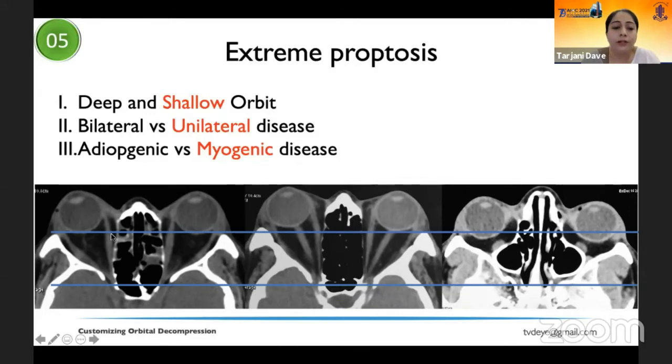And if you can look at it, you can see that the shallowness of the orbit is seen in the picture on your extreme right-hand side. Such cases are extremely difficult to treat and it becomes difficult for you to produce significant enophthalmos. So this is one parameter you want to look for on your scans preoperatively before you plan your treatment strategy.